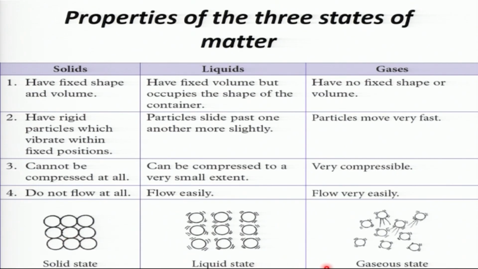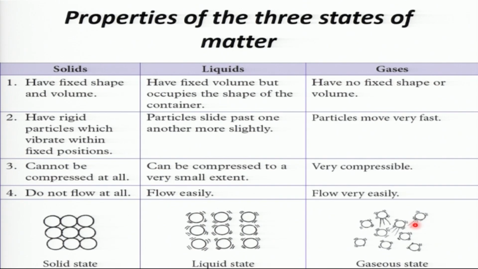Is it clear? But when it comes to the gases, they are very far from one another. If you compare the distance from one particle to another, it is farther than those of the liquids and those of the solids. For the solids, as I said, they are closely compact, all right? But for the liquid, a bit far from one another. So those are the three states of matter and their properties, all right?